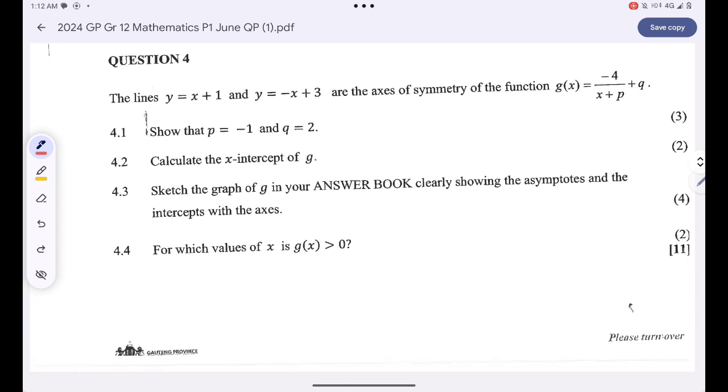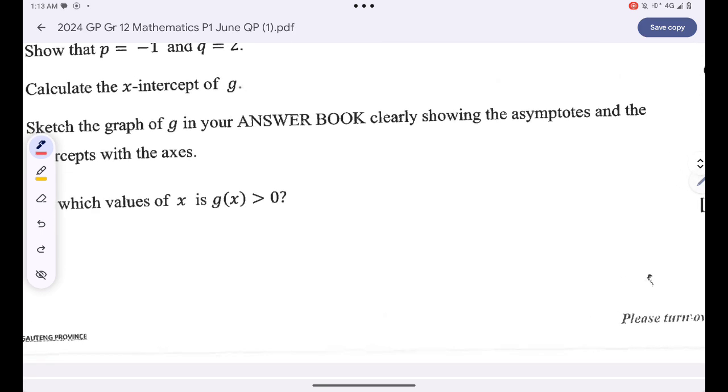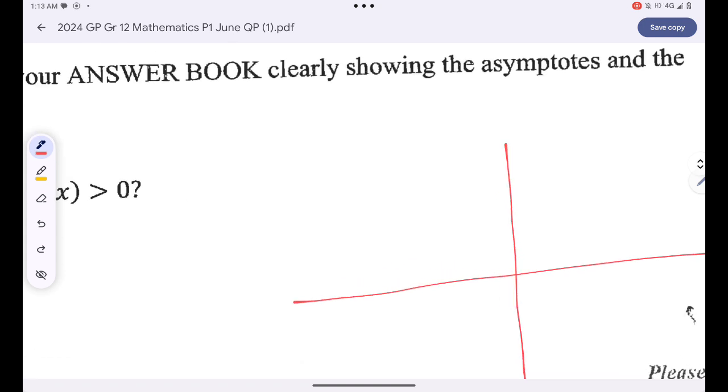Okay. We are given the line y equal to x plus 1 and the line y equal to negative x plus 3. And these two lines are the axes of symmetry of our function. We have a hyperbolic function. Since we are given the axes of symmetry, we must just draw them.